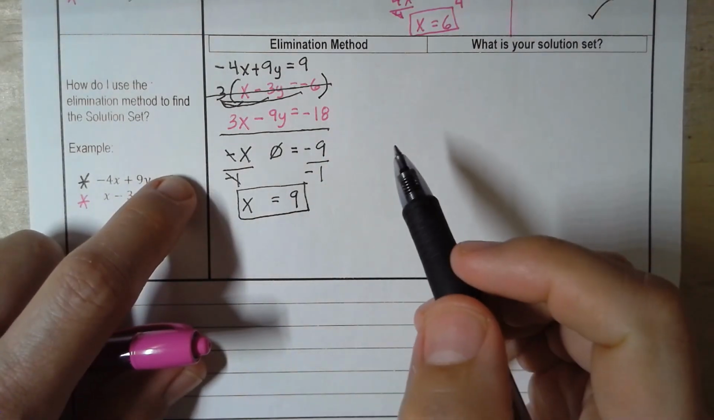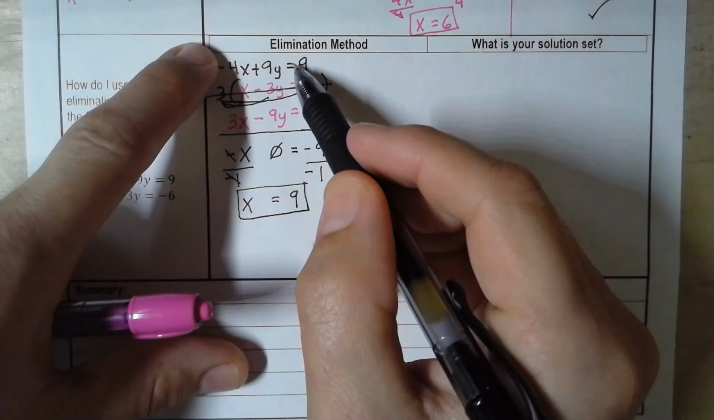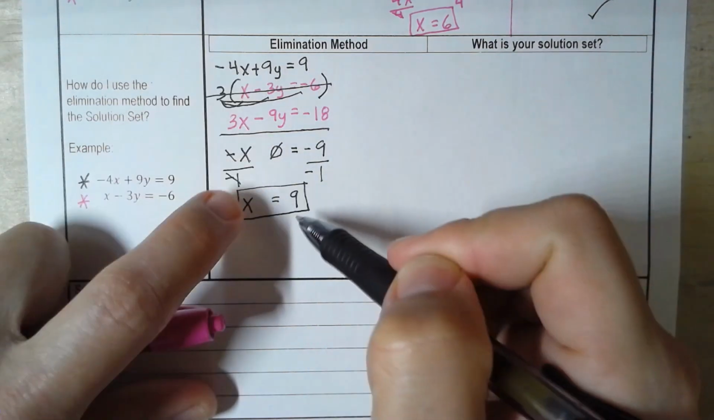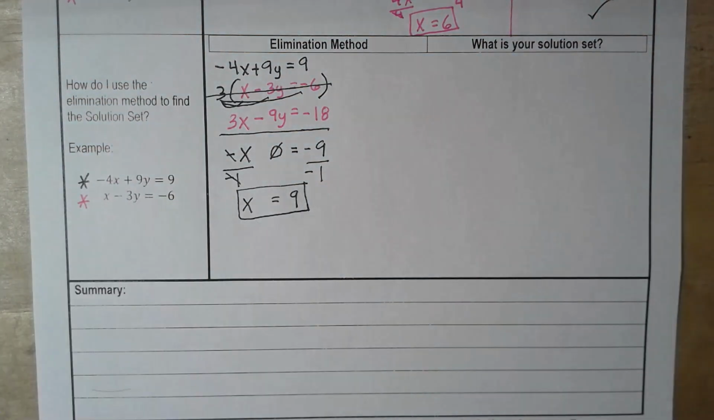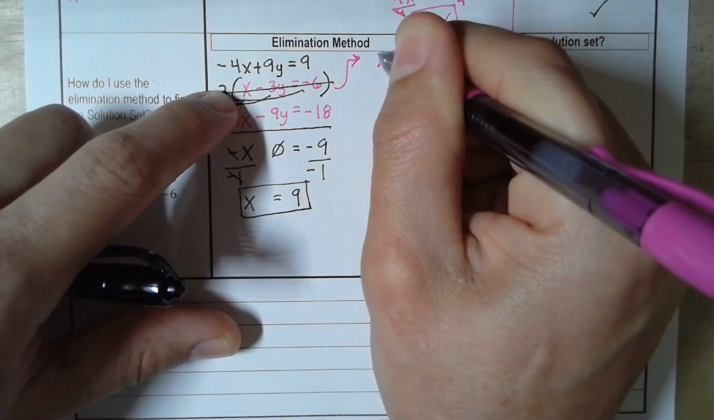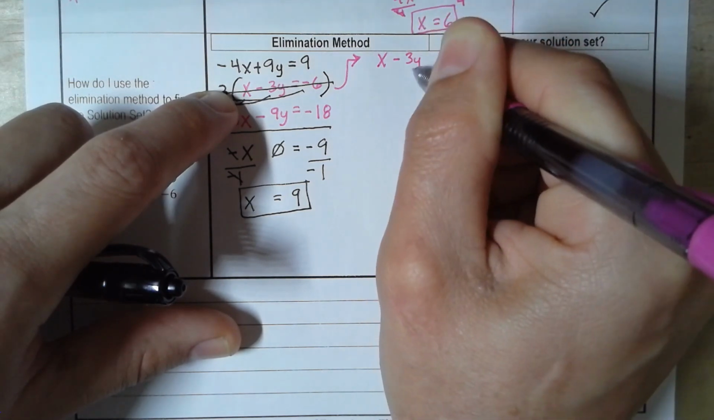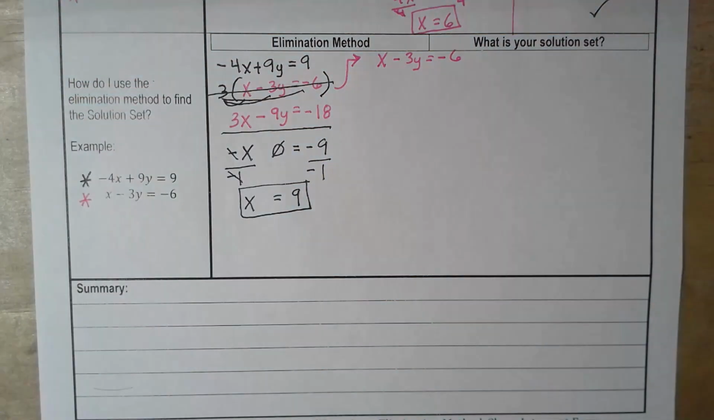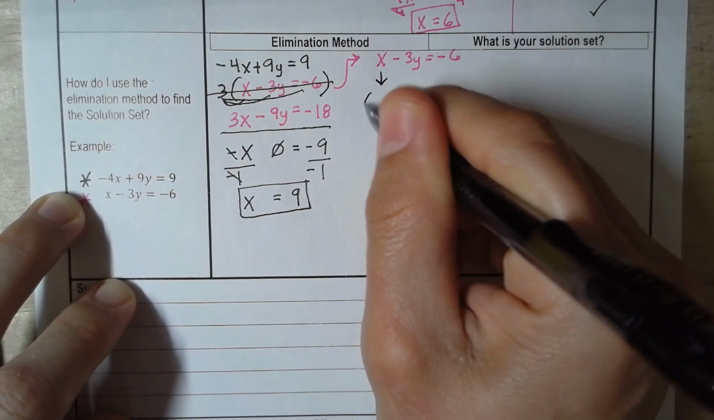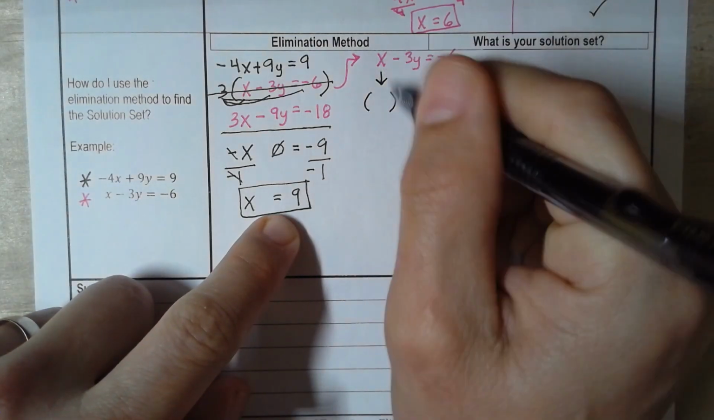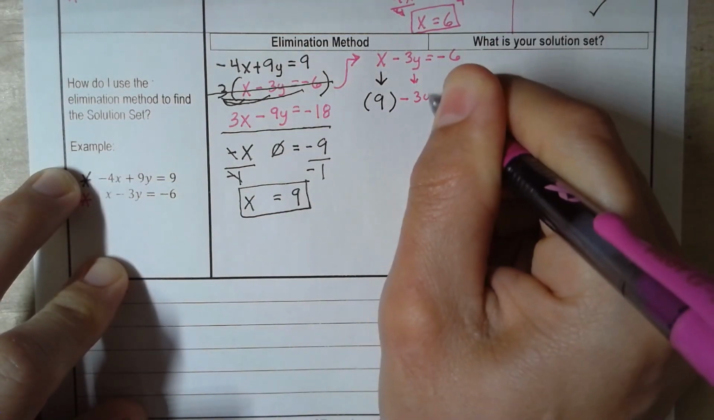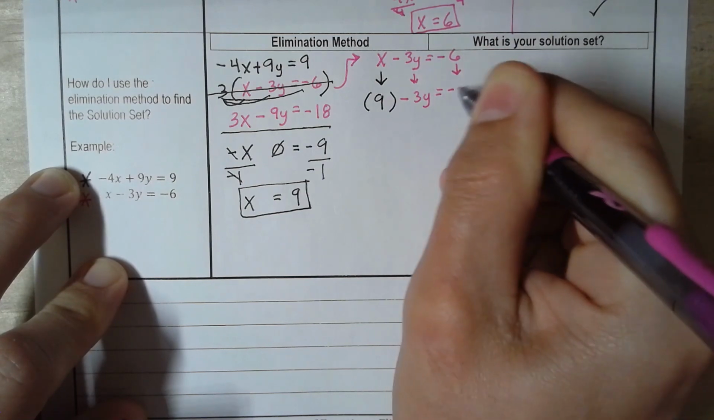Now, what I want to do now is go ahead and use one of these original equations, either the x minus 3y equals -6 or -4x plus 9y equals 9, to substitute my 9 in so I can solve for y. Now I'm going to use this original one right here, so let's go ahead and rewrite it. So we got x minus 3y equals -6. And when I rewrite this, I know what x is, right? So I'm going to go ahead and put it in parentheses. My value for x is 9. So instead of x, I'm going to write a 9 right here. And then I'm going to bring down my -3y. And I'm going to bring down my -6.